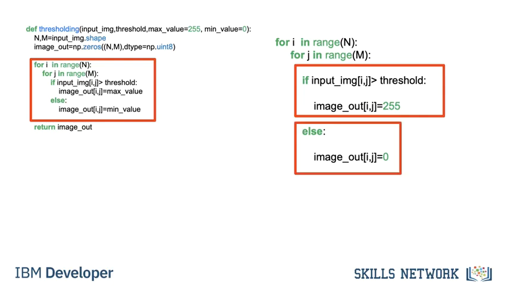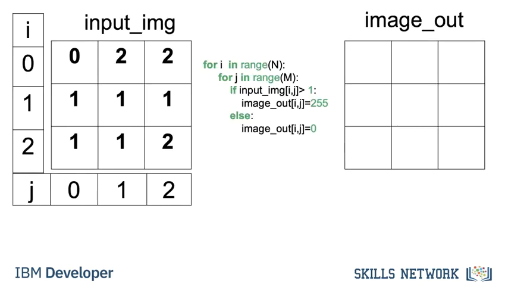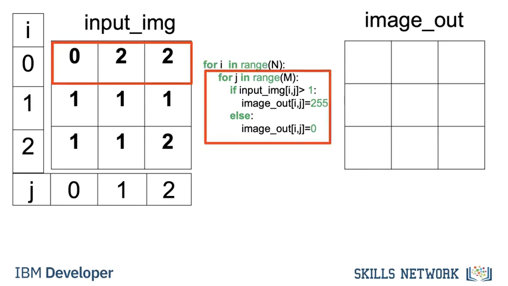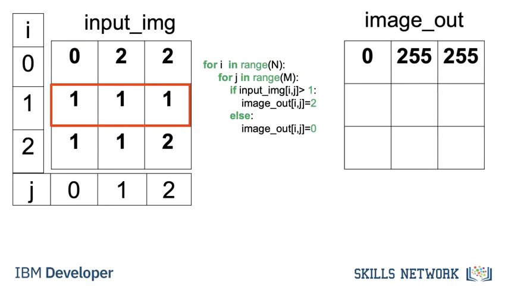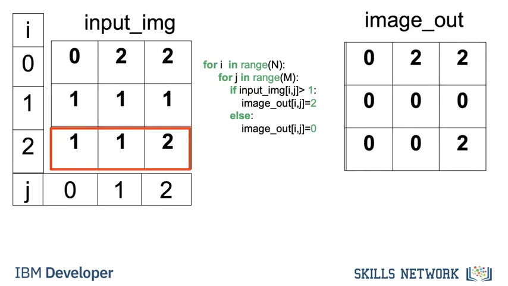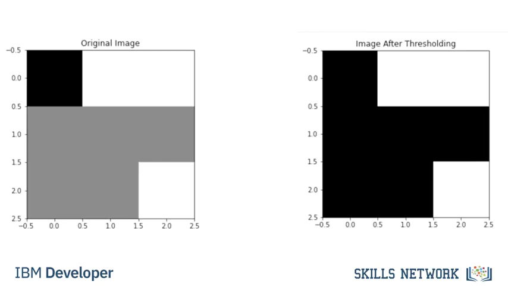Let's do an example. Consider the following array. In this case, the threshold value is 1, the min value is 0, and the max value is 255. The first loop increments through the rows. For each column in input image, we check the condition. If the value is greater than 1, we set the corresponding element in image out to 255. Otherwise, we set it to 0. We repeat the process for the second row. As none of the columns are greater than 1, all the corresponding elements in image out are set to 0. We repeat the process for the final row. The result is all the values in the new image array are white or black.